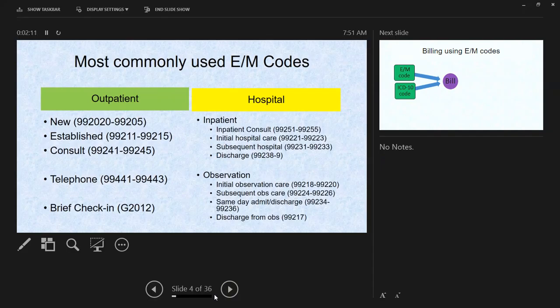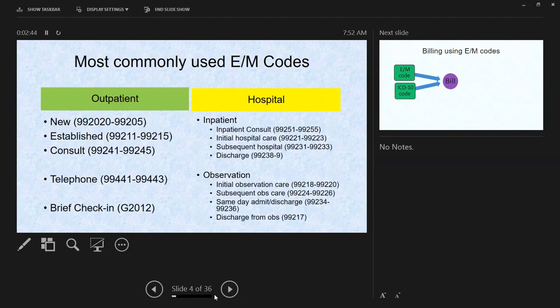Our outpatient codes would be for any outpatient site of service, office or ambulatory surgical center. Then for hospital sites of service, we talk about both inpatient sites of service and observation unit sites of service. So there are different codes for each one of those. For outpatient, a patient is either going to be new, established, or there's going to be a consultation. We can also perform telephone visits, and there's actually a CMS only code called a brief check-in code.